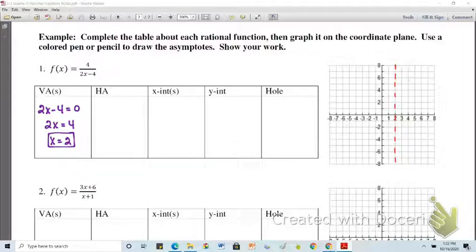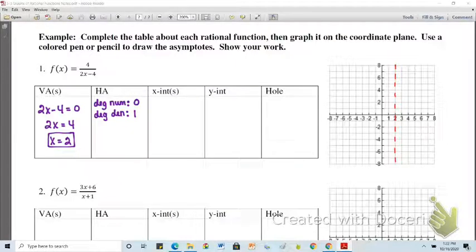Okay, looking at horizontal asymptotes, this is where we find our degree. So I'm going to actually write it down. I'm going to write degree of numerator and degree of denominator. So the degree of the numerator, let's look at the top. There is not an x there. Since there is no x on top, the degree is 0, because the degree of a constant function is 0. Degree of the denominator. So I look at x. My highest power of x is 1.